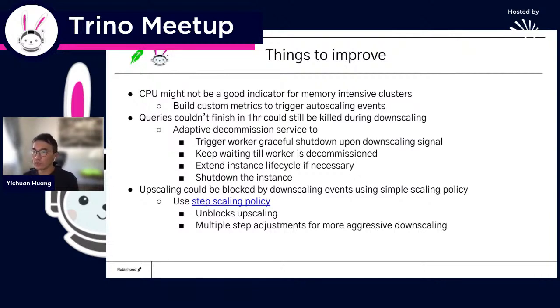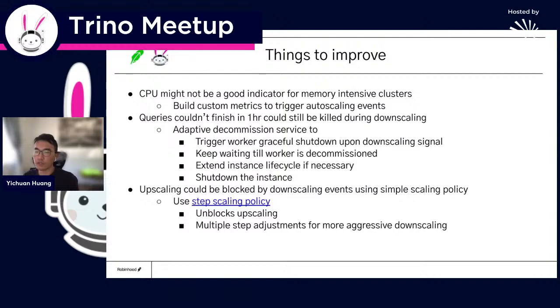And also, there's one issue with this simple scaling strategy: upscaling could be blocked when downscaling is happening. So even if there's a traffic surge and the CPU usage is higher than 90%, upscaling is totally blocked. This could happen. So instead of a simple scaling policy, AWS actually recommended using the step scaling policy, which brings us 2 benefits. One is to unblock the upscaling. The other is we can have more tiered downscaling policies.